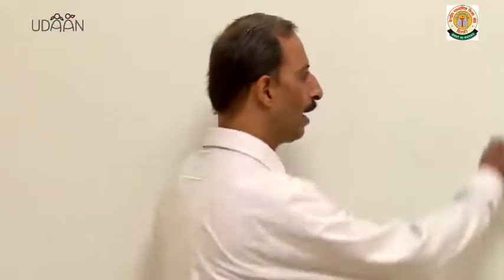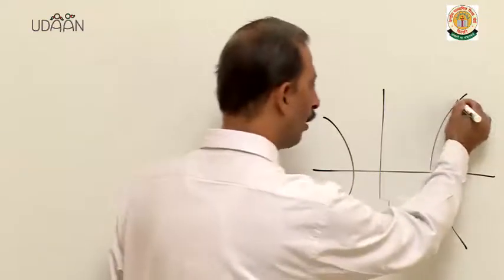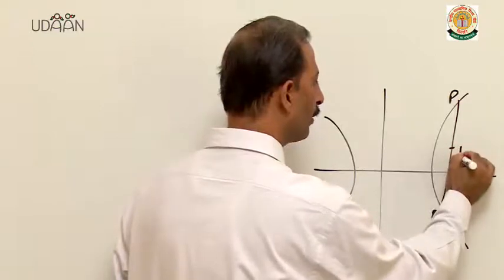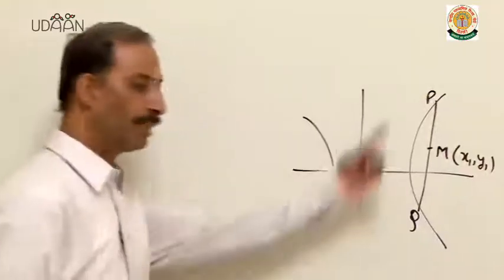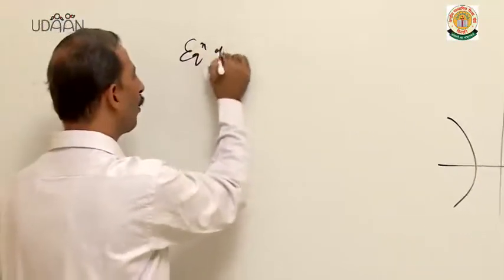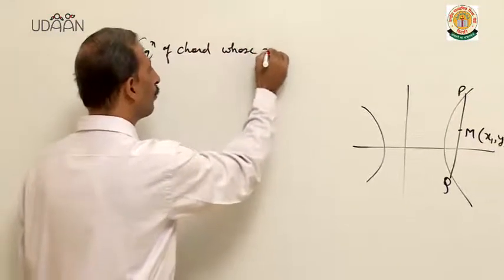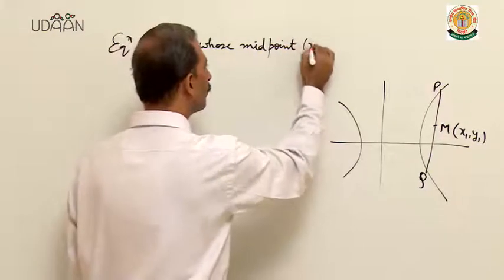Now, the equation of the chord if the midpoint of the chord is given. So for the hyperbola, there is any chord, say PQ, and its midpoint M is given to you as (x1, y1). Then what is the equation of the chord? So we are finding here now the equation of the chord whose midpoint, say (x1, y1), is given.